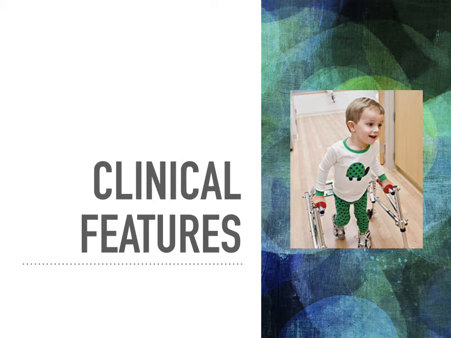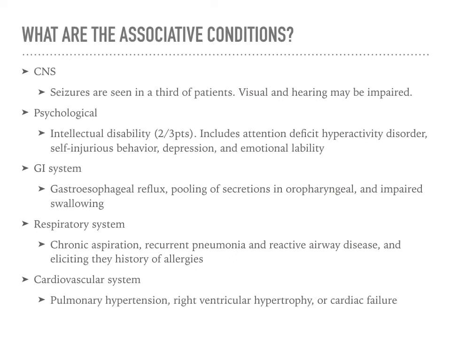Next, I'll be discussing the clinical features you'll see with cerebral palsy. We'll break it down into different systems. First, I'll talk about the CNS. What we see in about a third of patients is seizures, and we can also see visual and hearing impairments. Psychologically, patients have some intellectual disability, so we can see either ADHD or depression, for example.